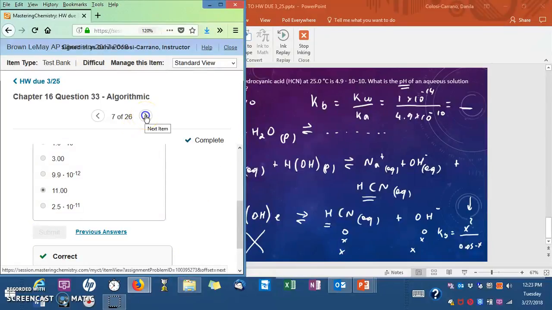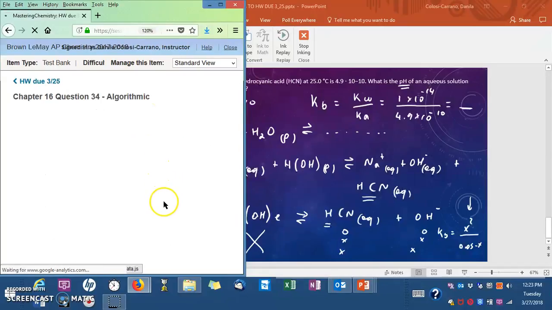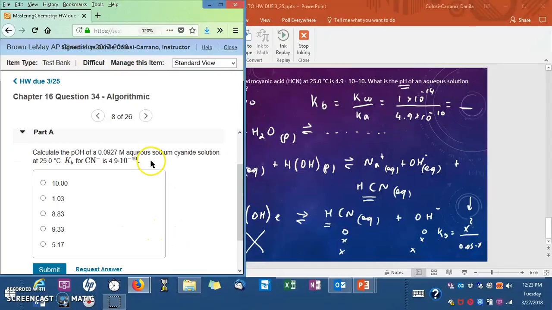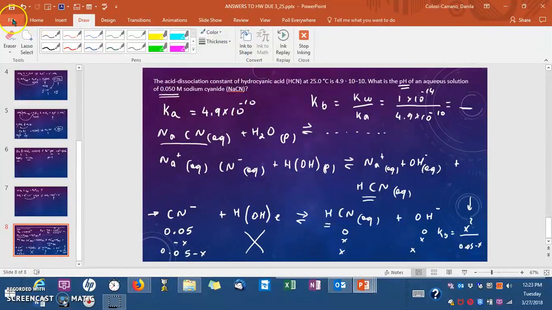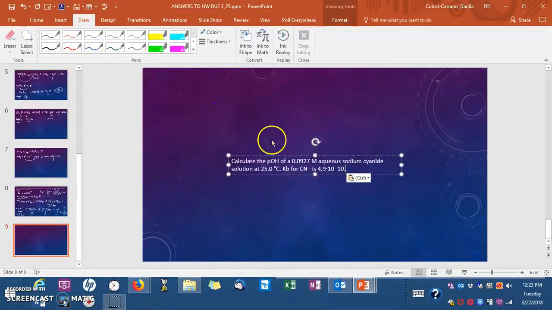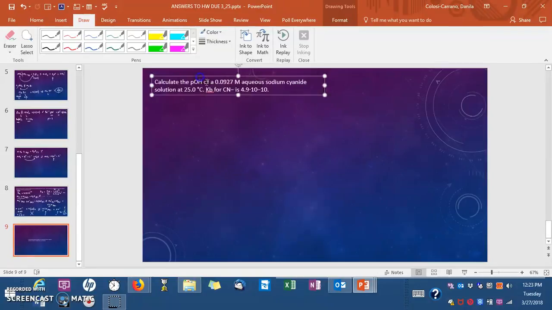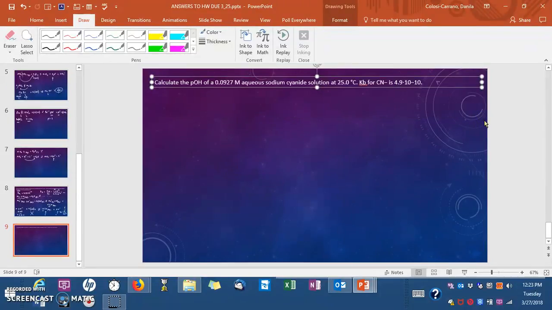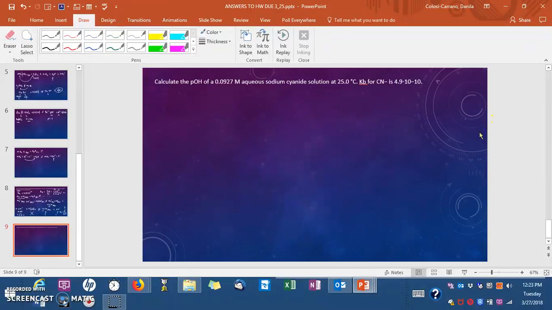Okay, then next problem. Calculate the pOH for aqueous solution of sodium cyanide. So let's do the copy and paste for this one. So let's go here, and let's solve this problem here. They want pOH. They are giving you sodium cyanide solution.